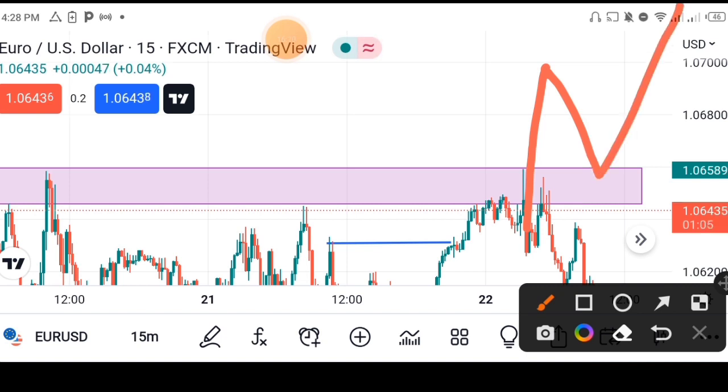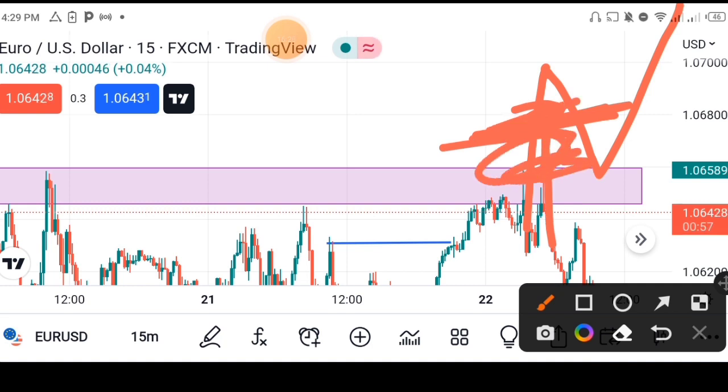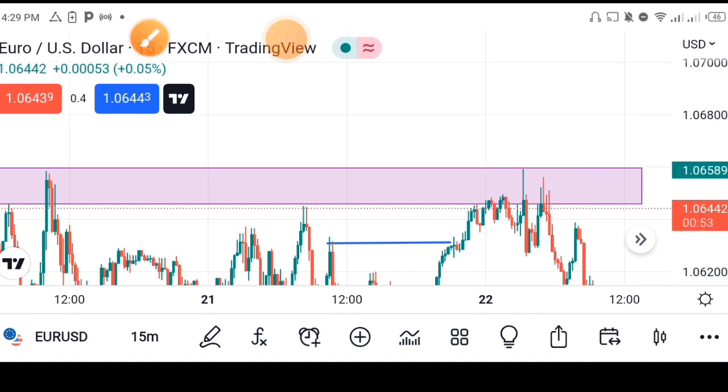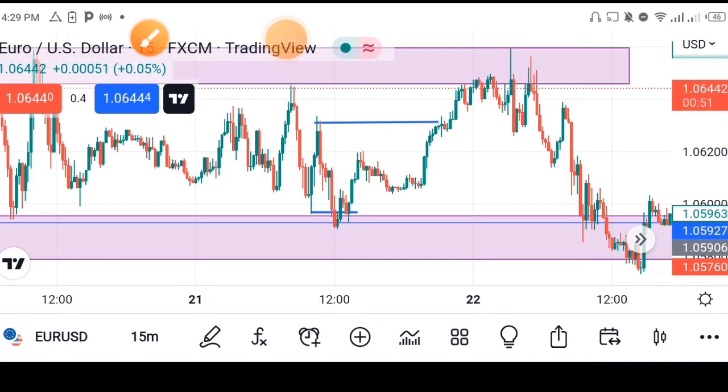So once it's broken, just be careful. Don't keep holding. Just make sure you are using a stop loss. Don't hold. Once your support zone is broken, leave the trade immediately, right? So what you want to do now, you don't want to keep holding.